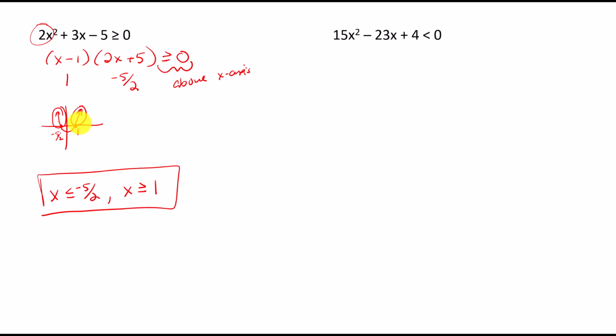Okay? All right, I want you to take a minute and pause the video and try to do this whole problem. So factor it, find your x-intercepts, sketch your graph, and then write your answer, okay? And then check your answer with mine.